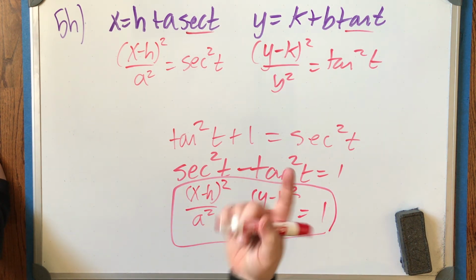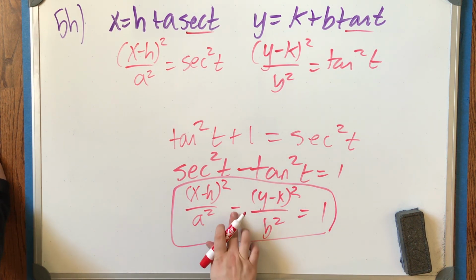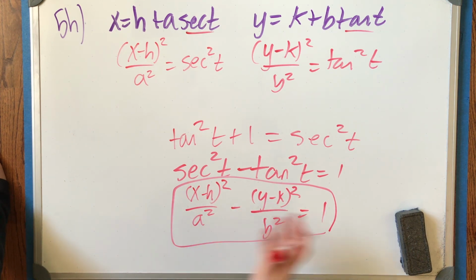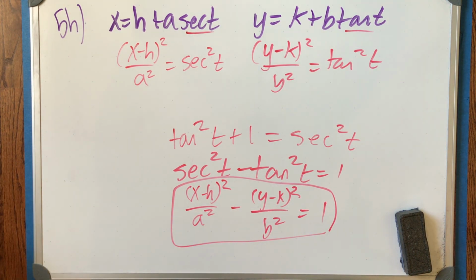And what do you know? This is the exact same one we just got in 5G. It's a hyperbola because two things squared with a minus. And it's actually facing the same way, which is sideways. So there you go.